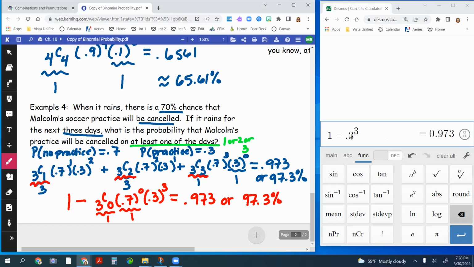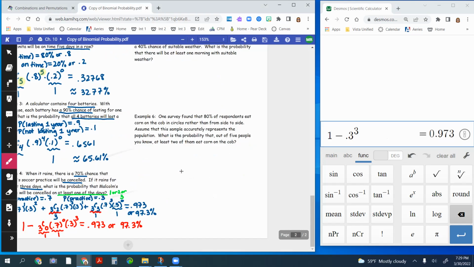or 97.3%. So when you have the word at least, you want to be careful because that means you're going to have more than one thing you need to work out. So if it's out of 3 and you want at least 1, that means 1 or 2 or 3. Now, what was missing? 0. So it's faster to figure out what I don't want and go 1 minus than to sit here and work out all of these. Both give you the same answer.